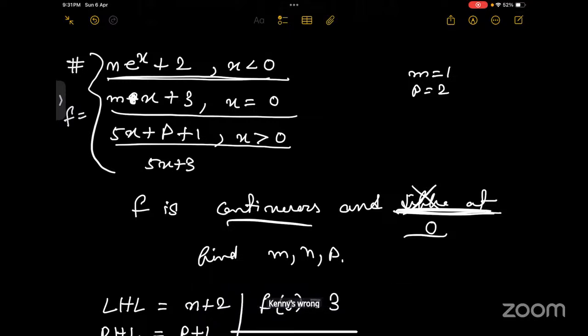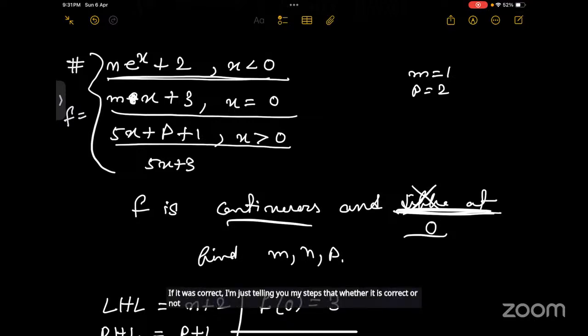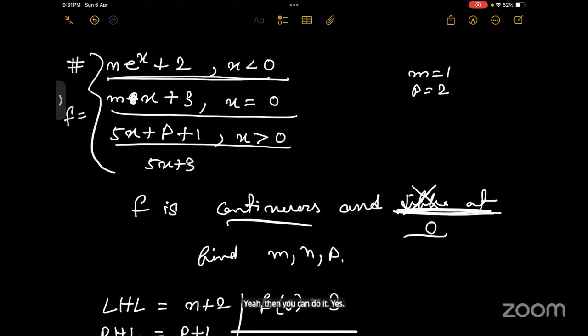No, I'm just telling you my steps, whether it is correct or not. If it was differentiable at 0, then if I take f dash 0, it will come m. Yes, then you can do. If I take the right hand derivative, f dash at right hand derivative, I'll get 5, because the differentiation of 5x will give 5. So if I equate them both, can I take m is equal to 5? How can you find the value of m from here?